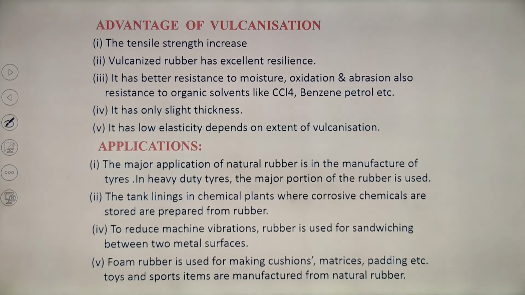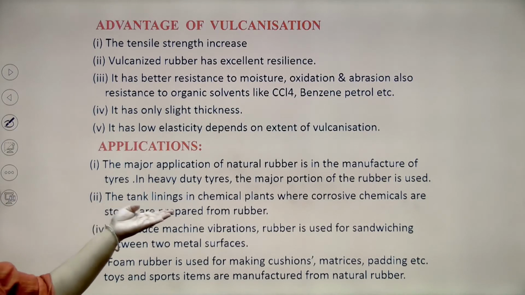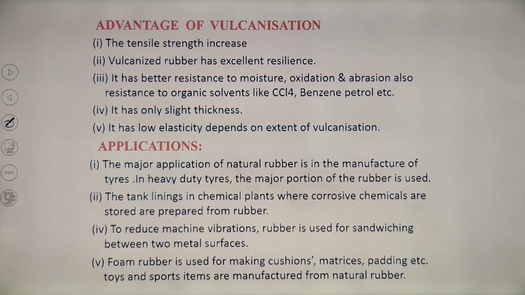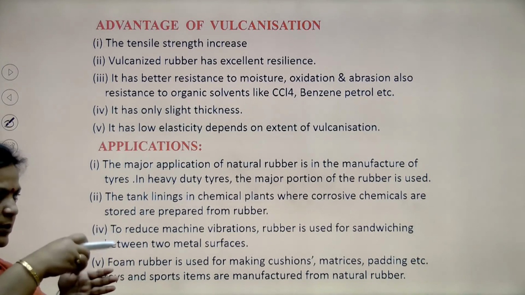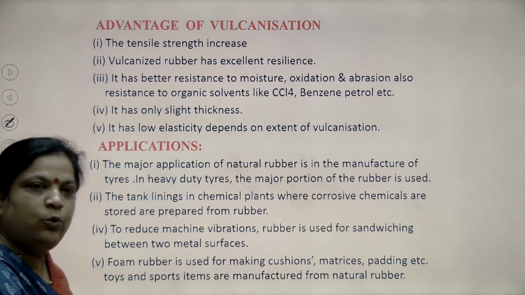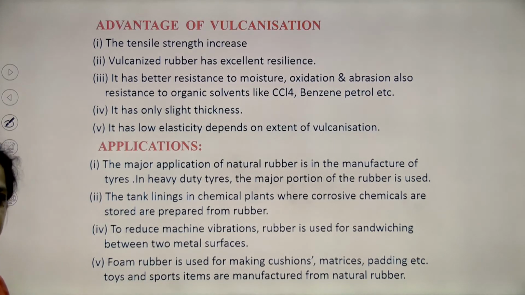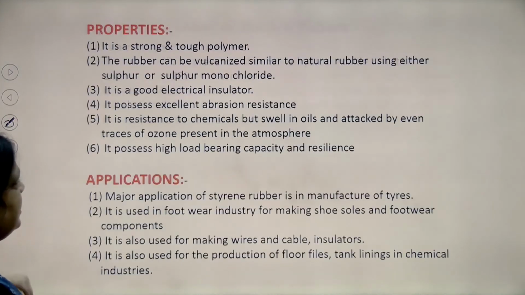Now, applications: in heavy duty tires, tank linings, to reduce machine vibrations. It is used for material between two metal surfaces. Even foam rubber is used for making mattresses, cushions, padding, toys, etc. So, this is just the idea of rubber.